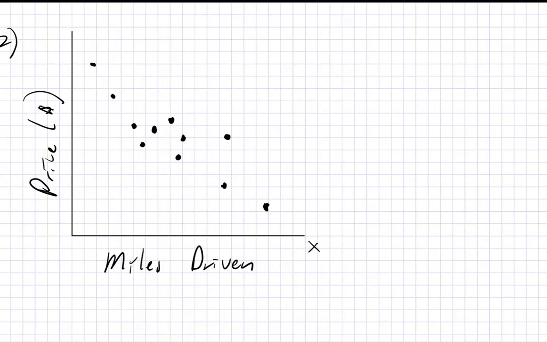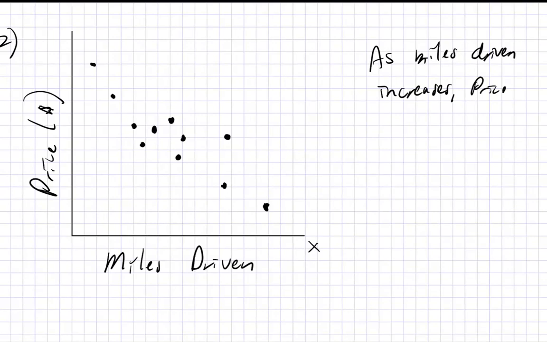It's definitely negative, right? The dots are going down as miles driven gets bigger. So as miles driven increases, I'm just writing down what's happening. As miles driven increases, the price of the vehicles is decreasing. Yeah, that's the story, right? That's what's going down.